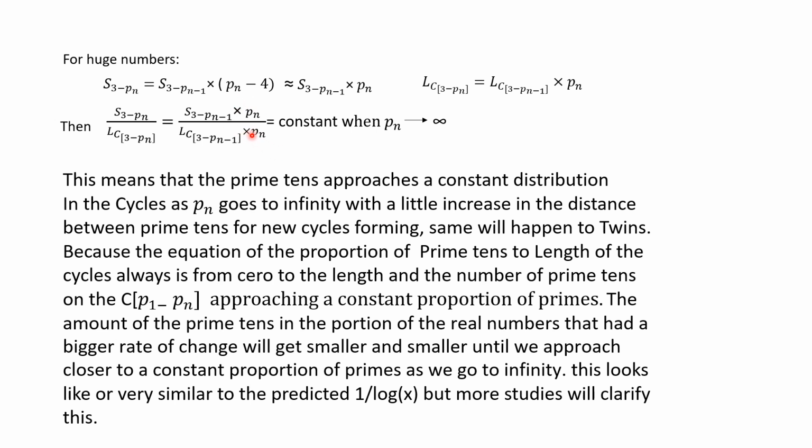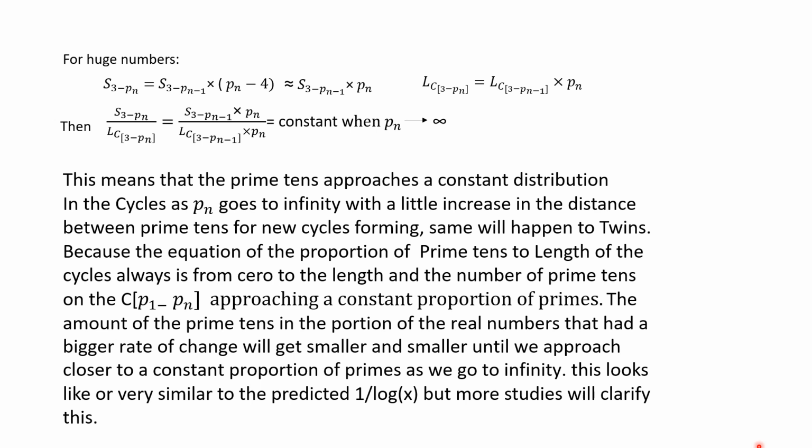So this is going to be, as prime n goes to infinity, more and more constant, more and more proportional. This means that the prime terms approach a constant distribution in the cycle as prime n goes to infinity, with a little increase in the distance between prime terms for new cycles forming.